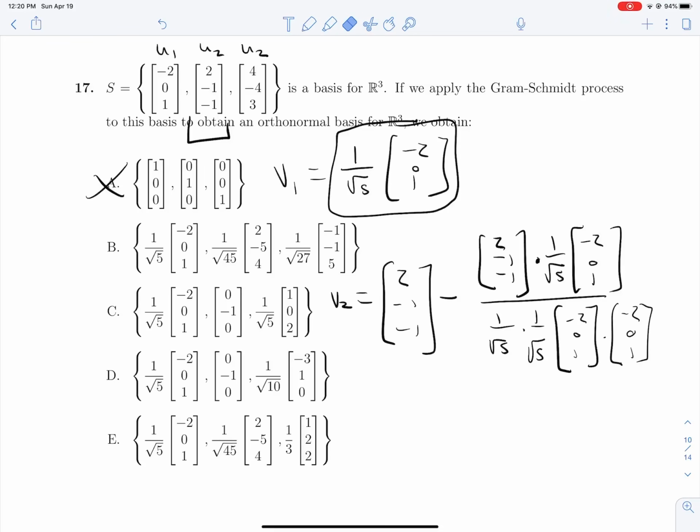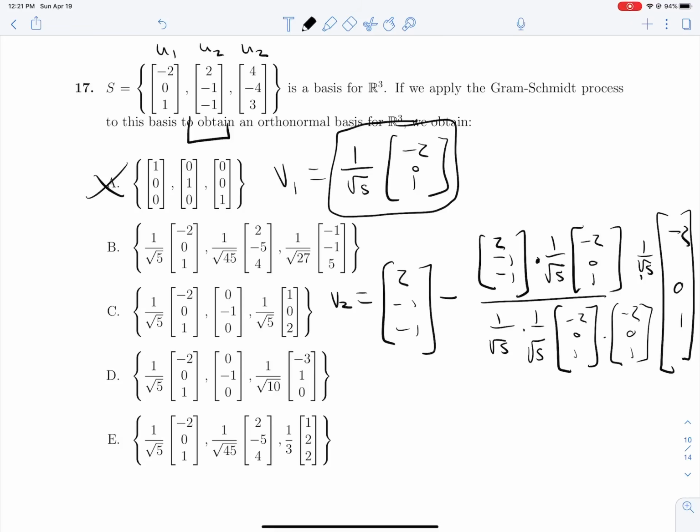And so computing all of this, and remembering that all of this in the end is getting multiplied by this first unit vector that we found here. So 1 times 1 over root 5, negative 2, 0, 1. We can compute all this, and it's all going to be fine.